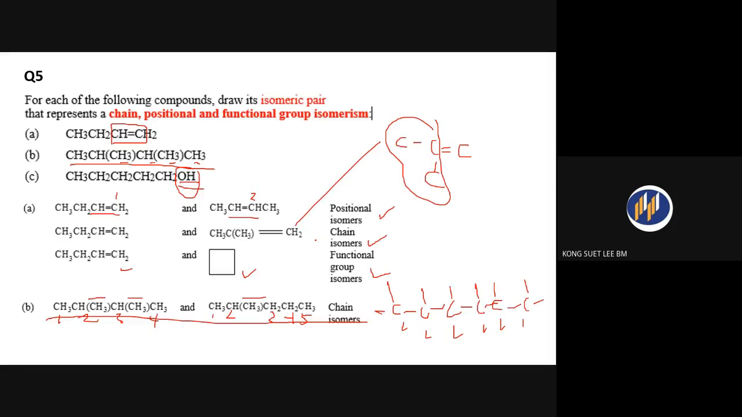Okay, recap a bit. Just draw its pair, isomeric pair represent. So this question just asks for an isomeric pair, so you give one answer is enough. So position, change, functional group. And then this one just has change. Then this one change, functional, positional. Okay. So we have done the isomer for the first part, which is constitutional isomer or structural isomer.